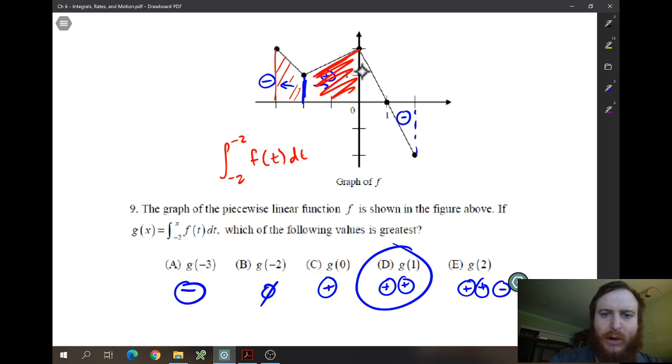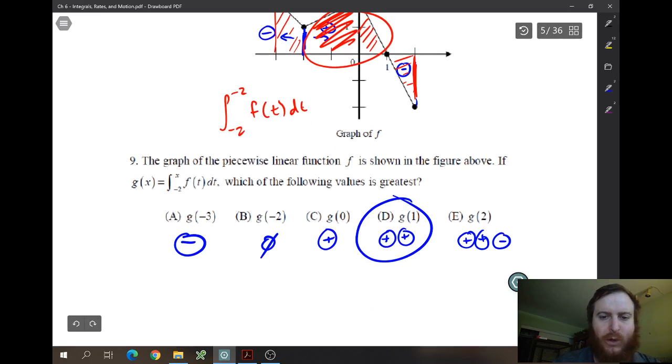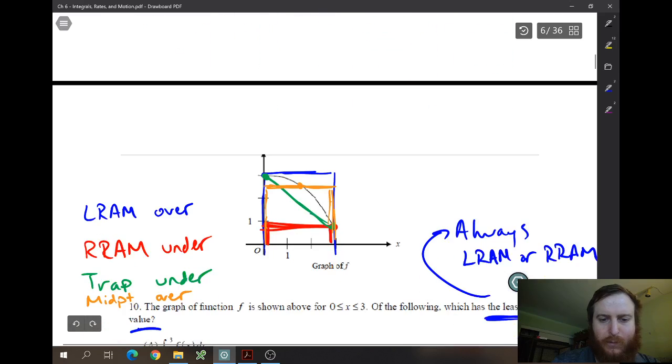But d is even bigger. D is that area plus this area. It's that entire thing. So that's even bigger. So I kind of drew 2 positives just to kind of help me out. And then e goes all the way to +2. So it's that positive area, but then we subtract this negative area. So it's going to be a little bit smaller. So our greatest value here would have been g of 1.